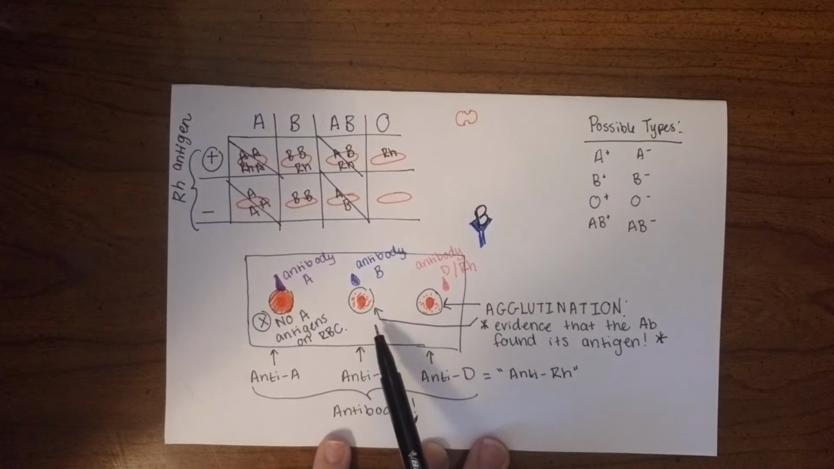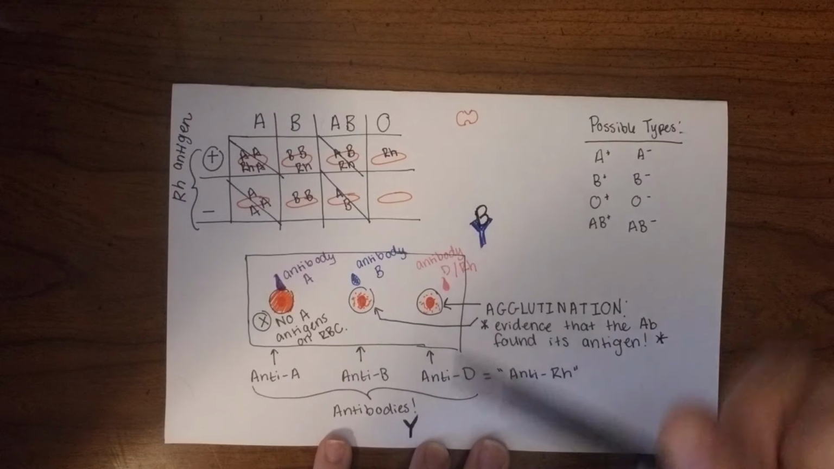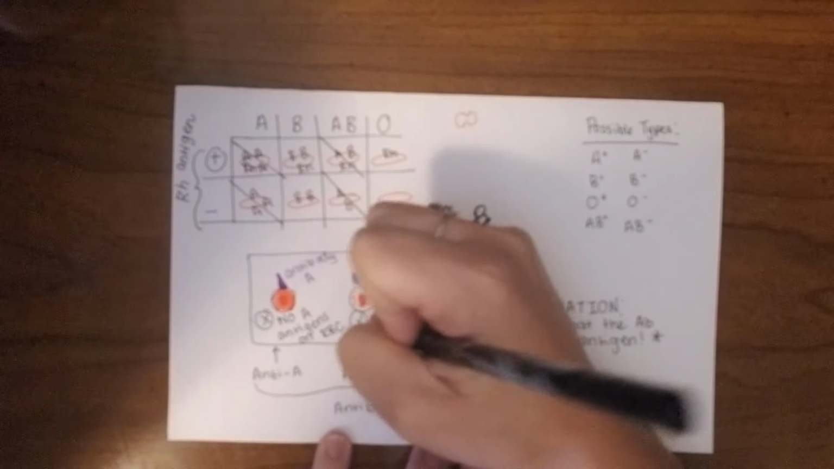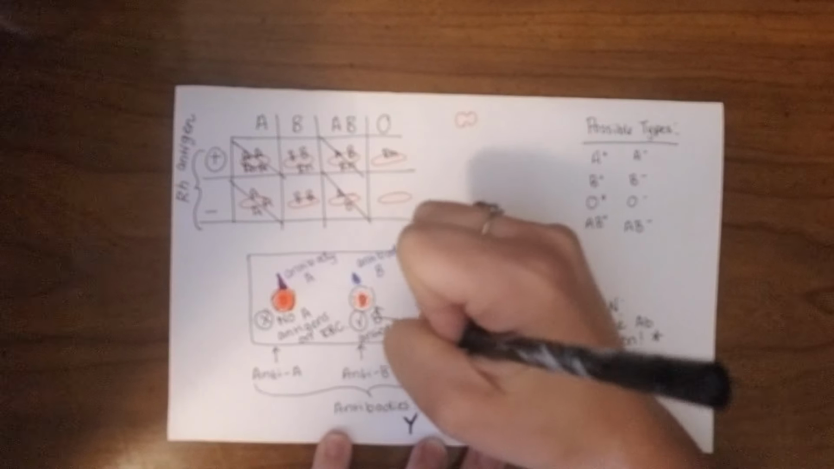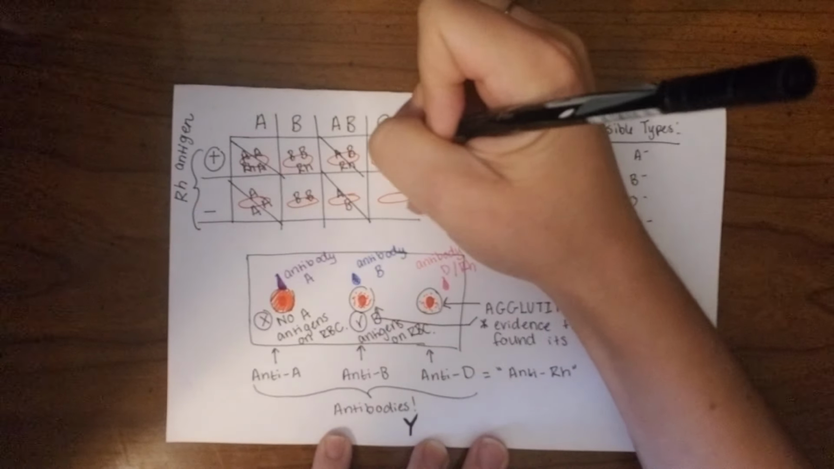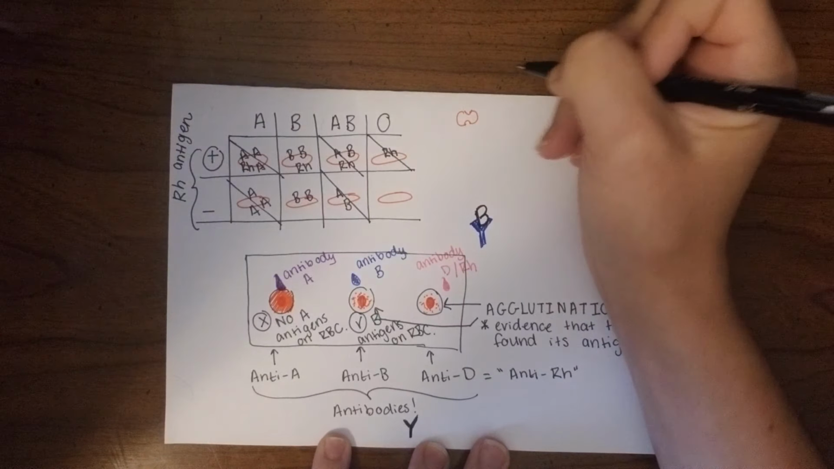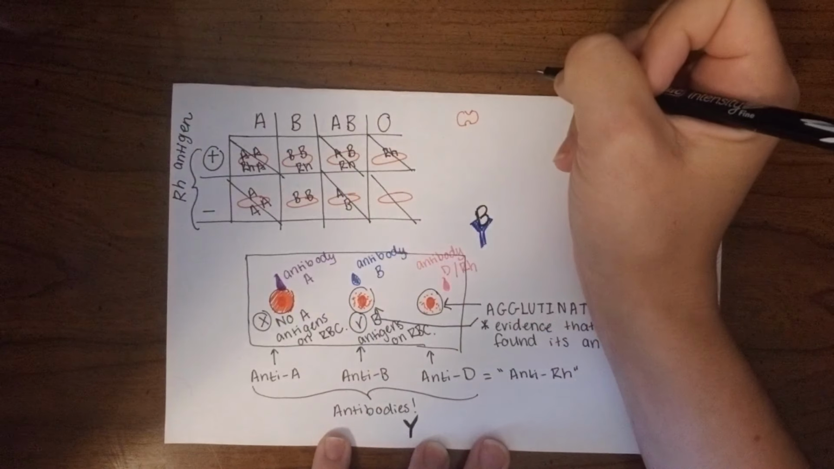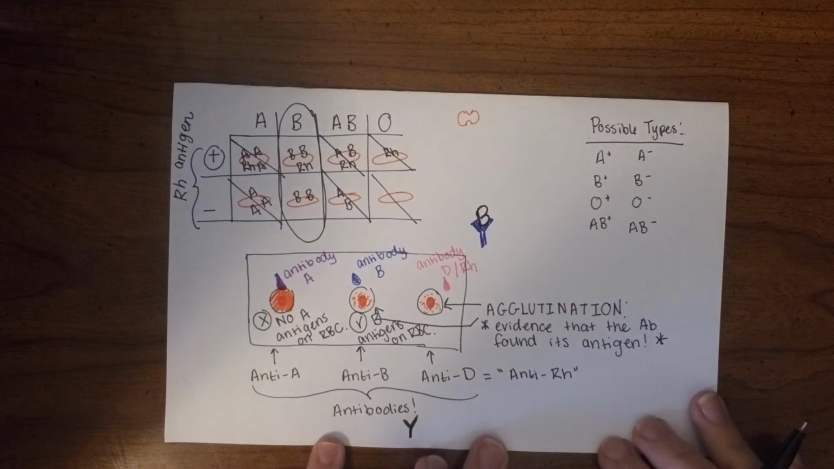Okay? Let's go over here to antibody B. When we put an antibody searching for antigen B, we saw clumping. So we say, yes, there are B antigens on the red blood cell. So we go over here, well, we know that it can't be O positive blood, right? Because O positive blood doesn't have any B antigens. We know it can't be O negative blood. Okay, there's no B antigens on that red blood cell. So we're left with, it's either B positive or B negative blood.